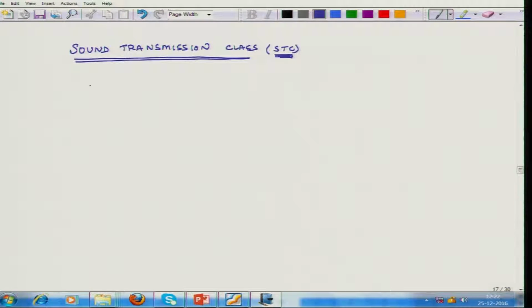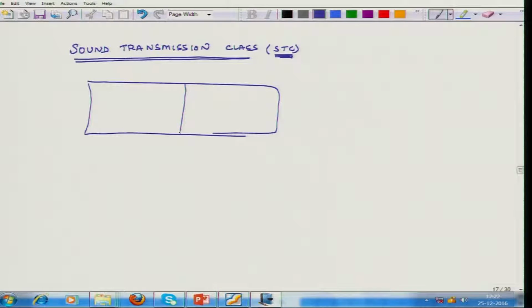Or in another case, I am having a long room and I want to break it up into two rooms by putting a partition, not necessarily a rigid wall, but some partition. What is the STC for this partition? The higher this STC, the less sound passes through it.